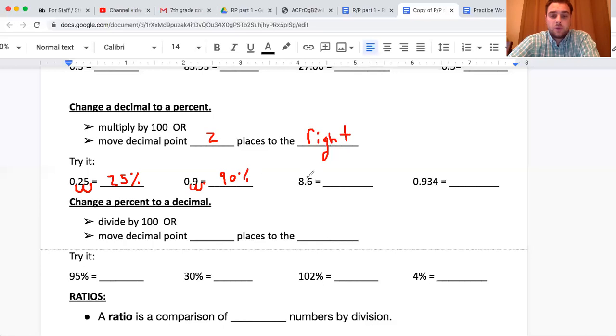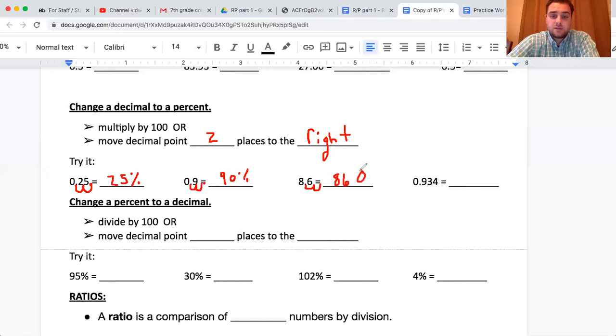Then looking at 8.6 here, we're going right, where before we didn't have a whole number in front of our decimal point, but now we do. So I don't want you to get confused. We do the same thing. We go off of where the decimal point is located. Okay, don't go off of where the whole number is. So the decimal point is right here. So we're going to move over 2 units. So 1, 2. So this would be 860%.